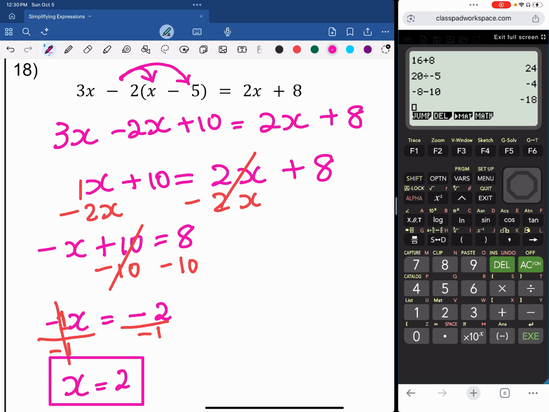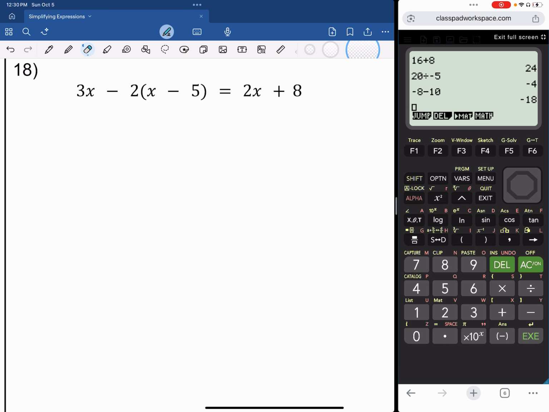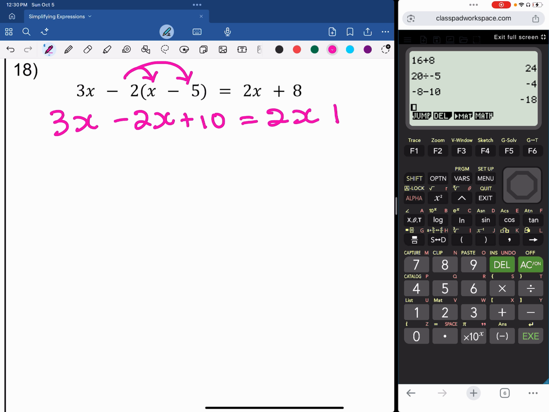All right, I'm going to show you the other way to do this. That's a little bit easier, where you don't have to divide by that -1 at the end. So again, my first step is still going to be to distribute. So I'll have 3x, -2 times x is -2x, -2 times -5 is +10, is equal to 2x plus 8.